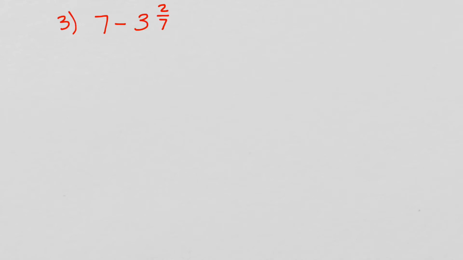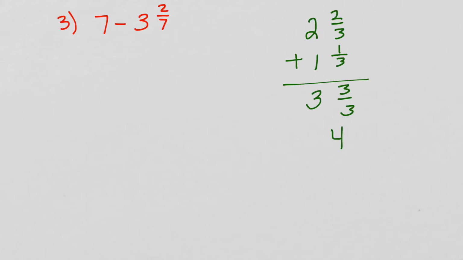Now a quick review over here is if I'm doing 2 2/3 plus 1 1/3, when I add the 2/3 and the 1/3, I get 3/3, and when I add the 2 and the 1, I get 3. But my answer is actually 4 because I know that 3 over 3 is equal to 1, and I add that to the 3 and I get the 4. Well, we're going to use that same idea when we're subtracting.